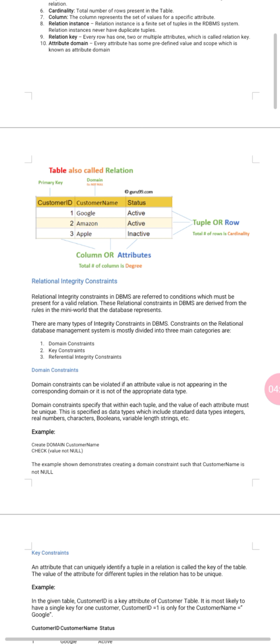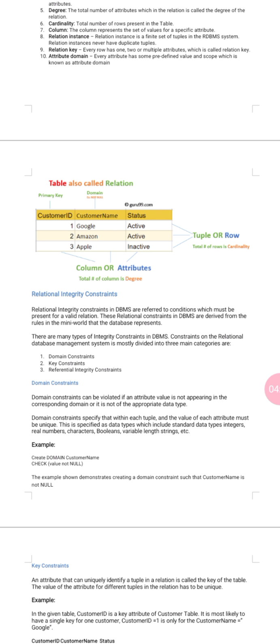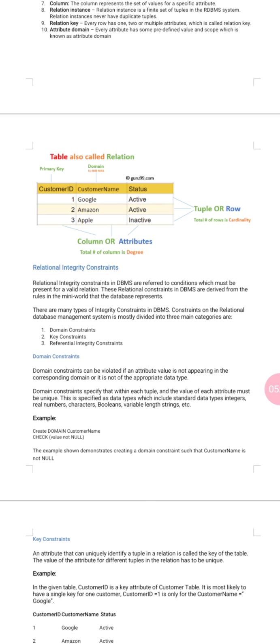Next is relation instance. A relation instance is a finite set of tuples in the RDBMS system. Relation instances never have duplicate tuples. Relation key. Every row has one, two, or multiple attributes which are called the relation key. Next is attribute domain. Every attribute has some predefined value or scope, which is known as the attribute domain. Clear?